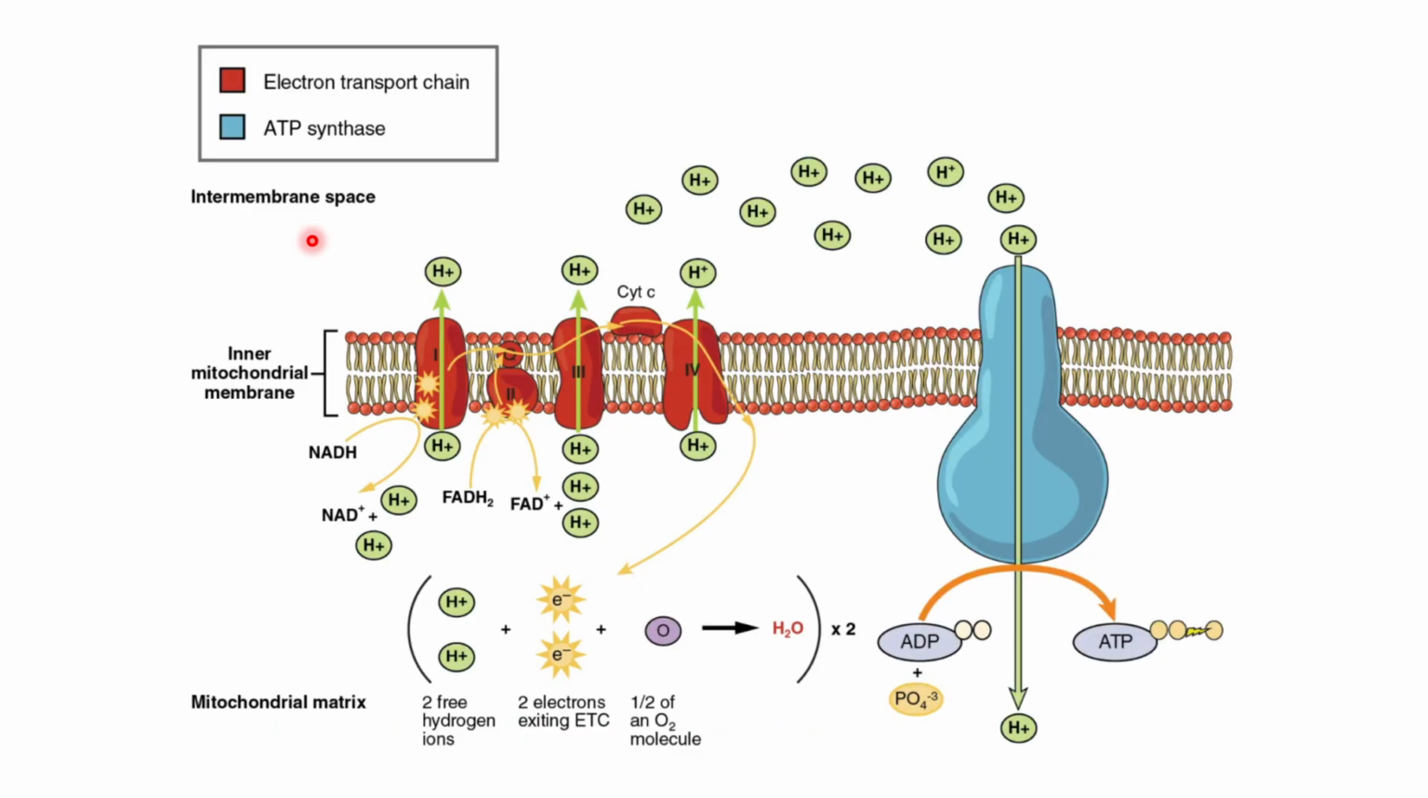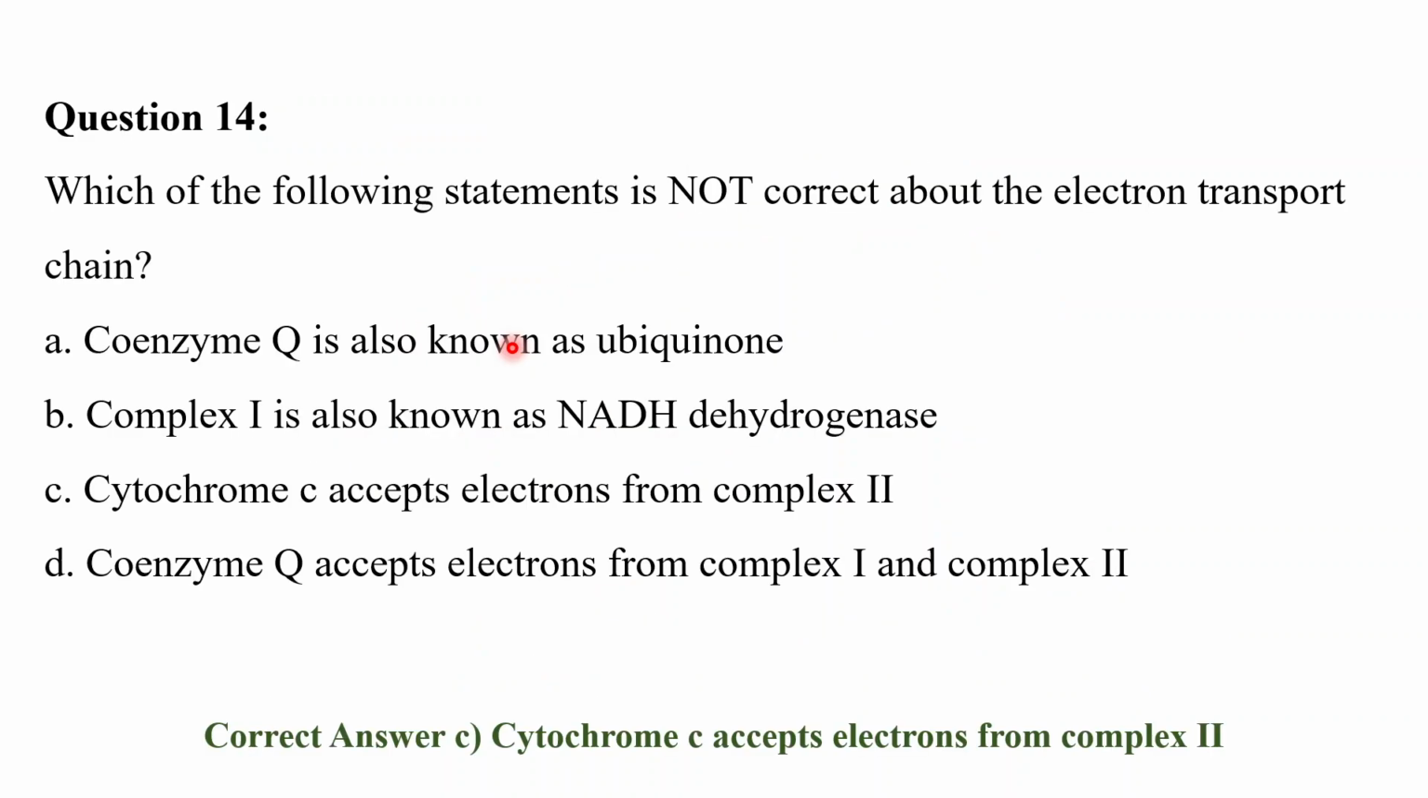If you see in the electron transport chain clearly, the electrons are transferred from NADH to complex 1 and from FADH to complex 2. Both complex 1 and 2 are giving the electrons to coenzyme Q. So coenzyme Q accepts electrons from complex 1 and 2, this is a correct statement.